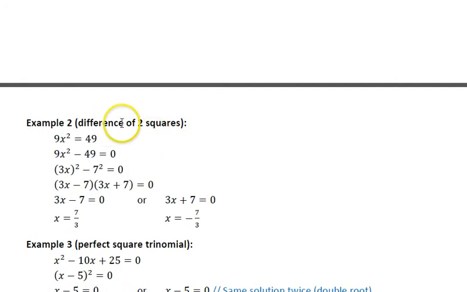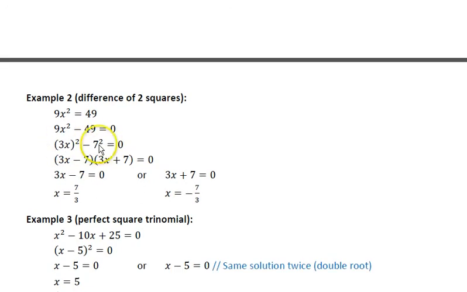Example 2, a difference of two squares. 9x squared equals 49 is not in standard form. We subtract 49 from both sides to get 0 on the right. Rewriting 9x squared as 3x in parentheses squared and 49 as 7 squared, we clearly have matched the difference of two squares pattern. Applying it, we get 3x minus 7 times 3x plus 7.